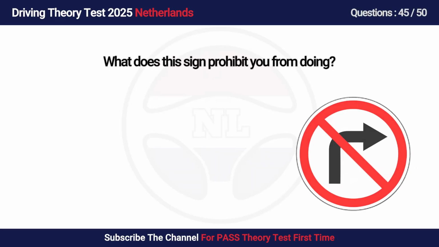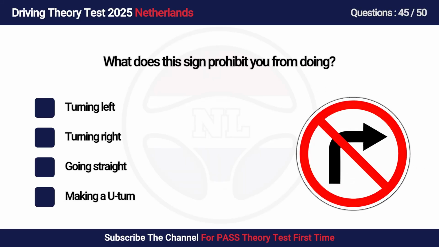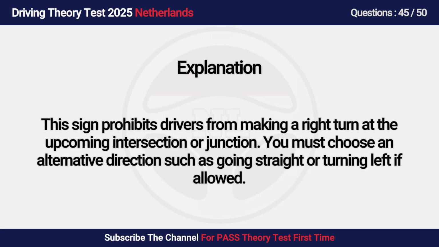Question 45. What does this sign prohibit you from doing? A. Turning left. B. Turning right. C. Going straight. D. Making a U-turn. Answer is B. Turning right. This sign prohibits drivers from making a right turn at the upcoming intersection or junction. You must choose an alternative direction such as going straight or turning left if allowed.